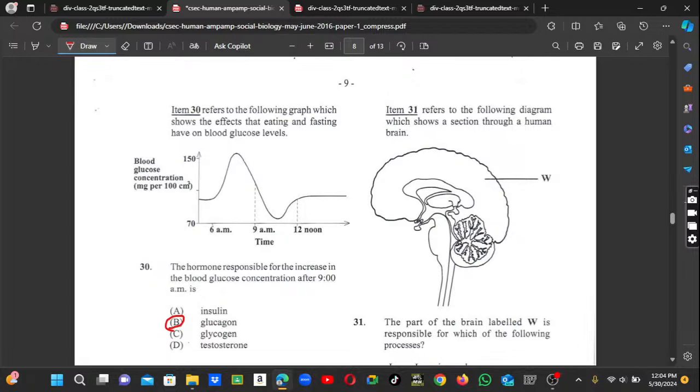All right, good. So number 30, guys, would be B. All right, we're moving along.